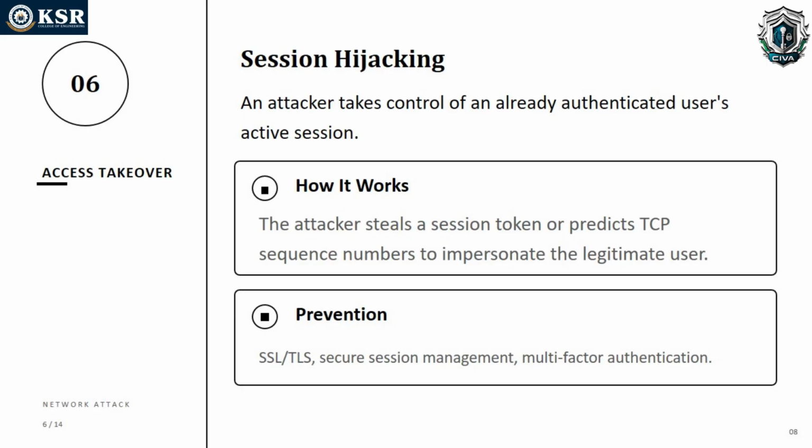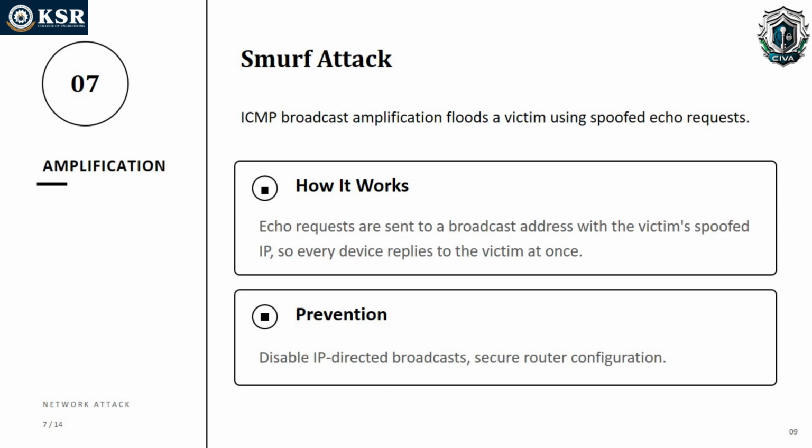Session hijacking lets an attacker take over a session that's already been authenticated, so they don't need the victim's password at all. This works by stealing a session token or predicting TCP sequence numbers to slip into the ongoing conversation. Once inside, the attacker has the same access as the real user. Defenses include SSL and TLS encryption, secure session management practices, and multi-factor authentication to limit the damage of a stolen token.